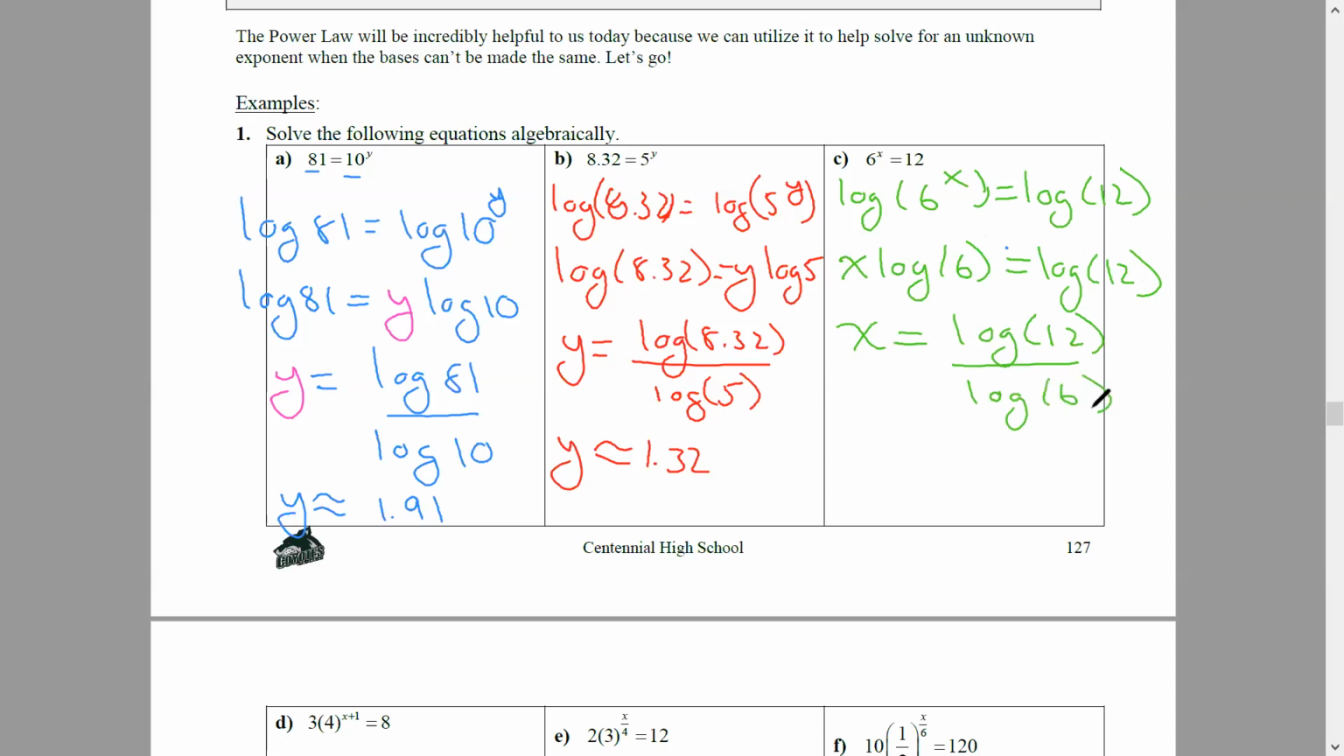Bingo. Now I can stick that into my calculator pretty quickly. And again, we get an approximate value of 1.39. I really don't like this idea that we're approximating these things. I got to tell you that. Well, more about that later on. Okay, let's keep going.